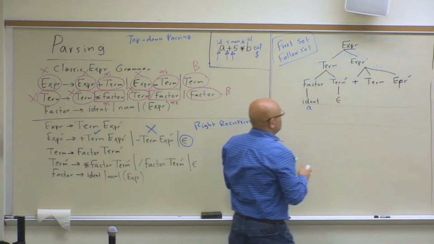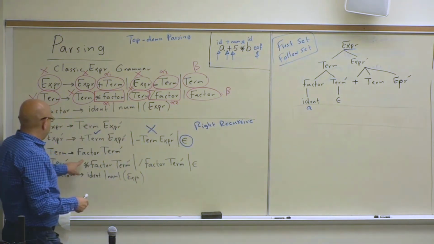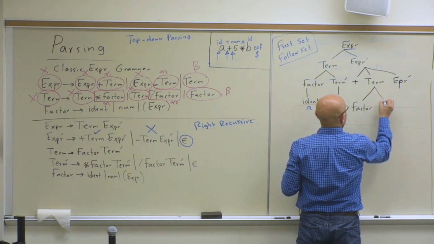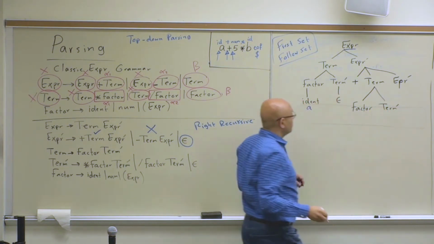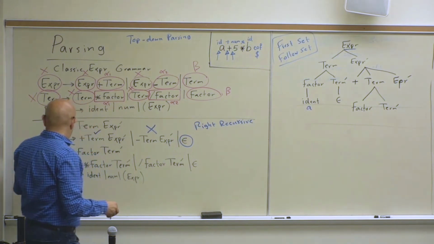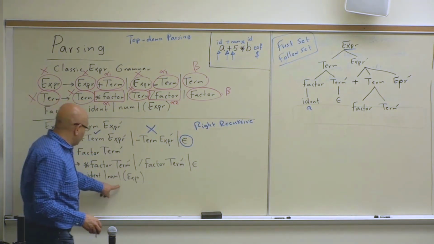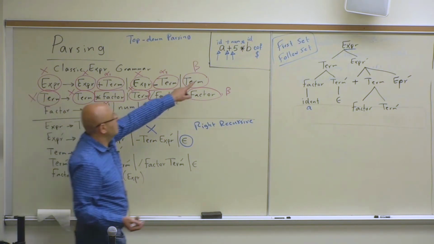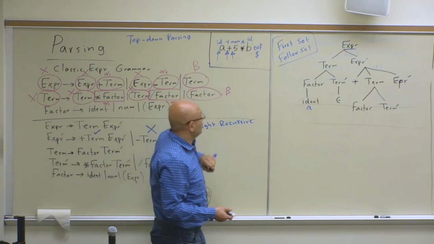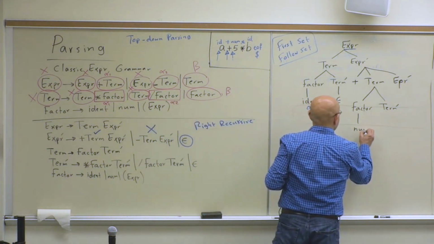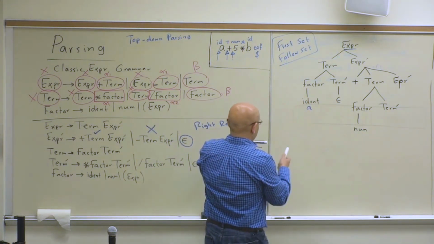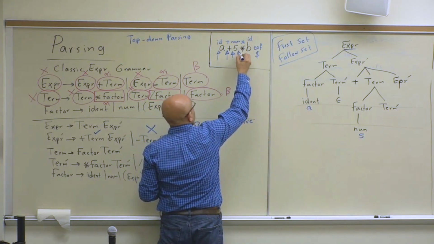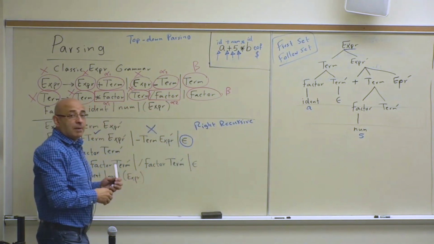Now I need a substitution for term. For term, I have factor term prime. Only one option. And for factor, what are the options? Identifier, number, open parentheses. Which one? Number. That's what I have. So the only right choice is a number. Okay, and this number is the 5. And since I have matched the 5, I advance the pointer. Now I'm looking at the multiply.